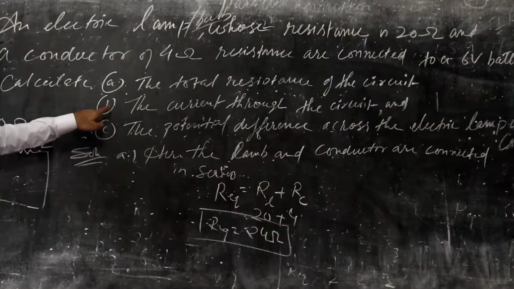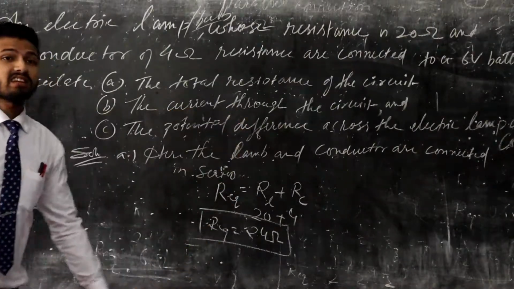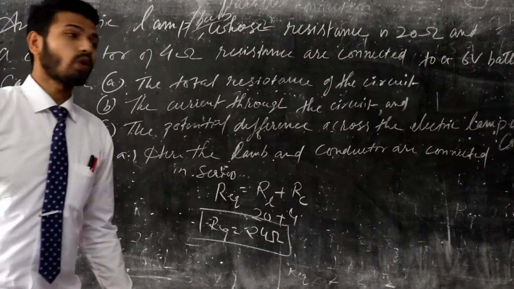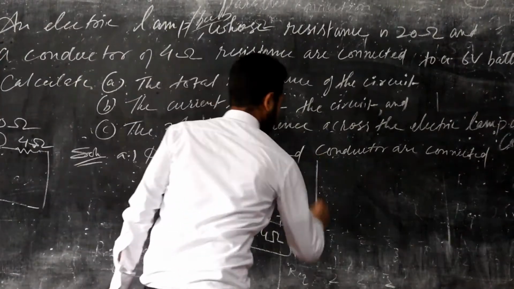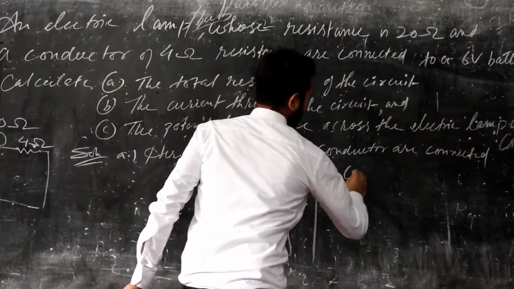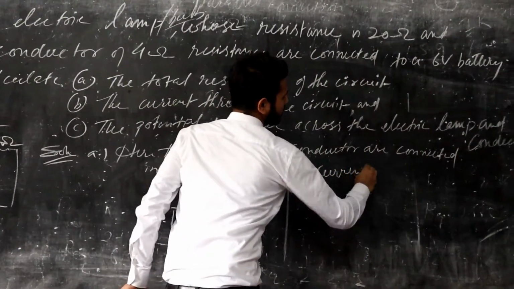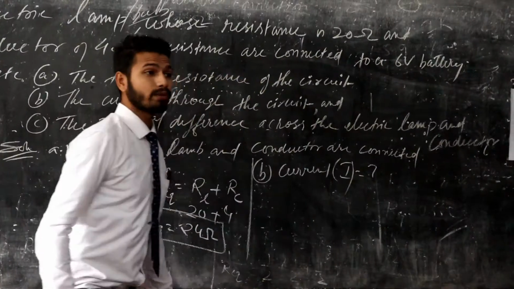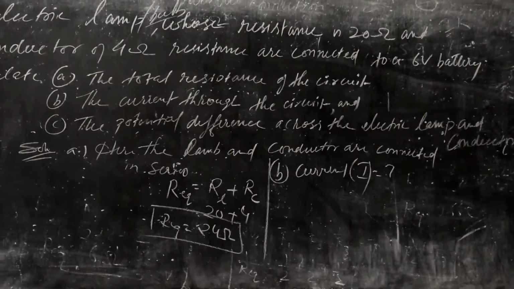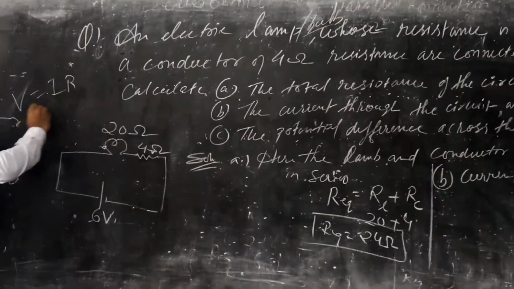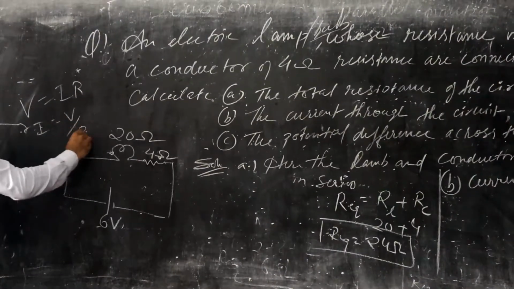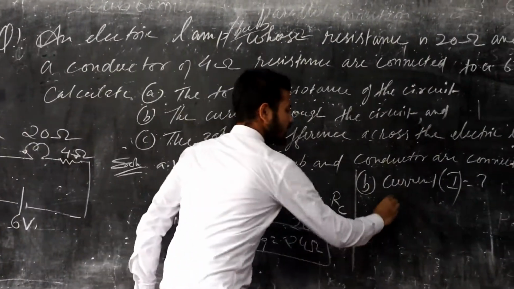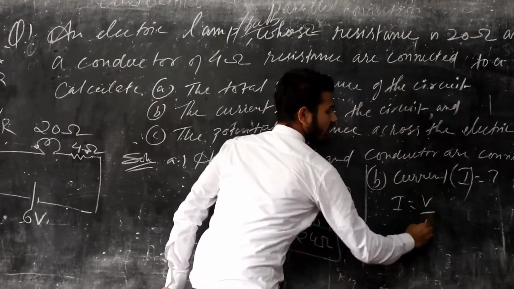Question number B. The current through the circuit. What to find? Current through the circuit. Number 2b. So what to find? Current. Current is I, I is missing here. And we know from Ohm's law that V is equal to IR, and I is equal to V by R.